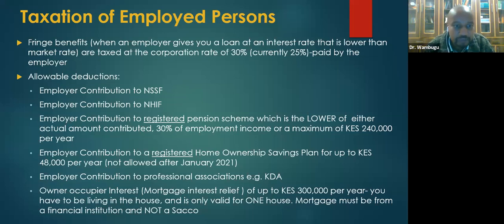Now, for employed persons, when you look at your payslip, you find your contribution to NSSF is a deduction, as is NHIF, and the contribution to a registered pension scheme, which is usually the lower of the actual amount you paid, 30% of your employment income, or a maximum of 240,000 shillings per year. I'm sure you've seen this on your iTax as you fill it. Then the employer's contribution to a registered home ownership savings plan for up to 14,000 shillings a year. I explained before that this is not allowed after January 2021, after the previous budget was read.